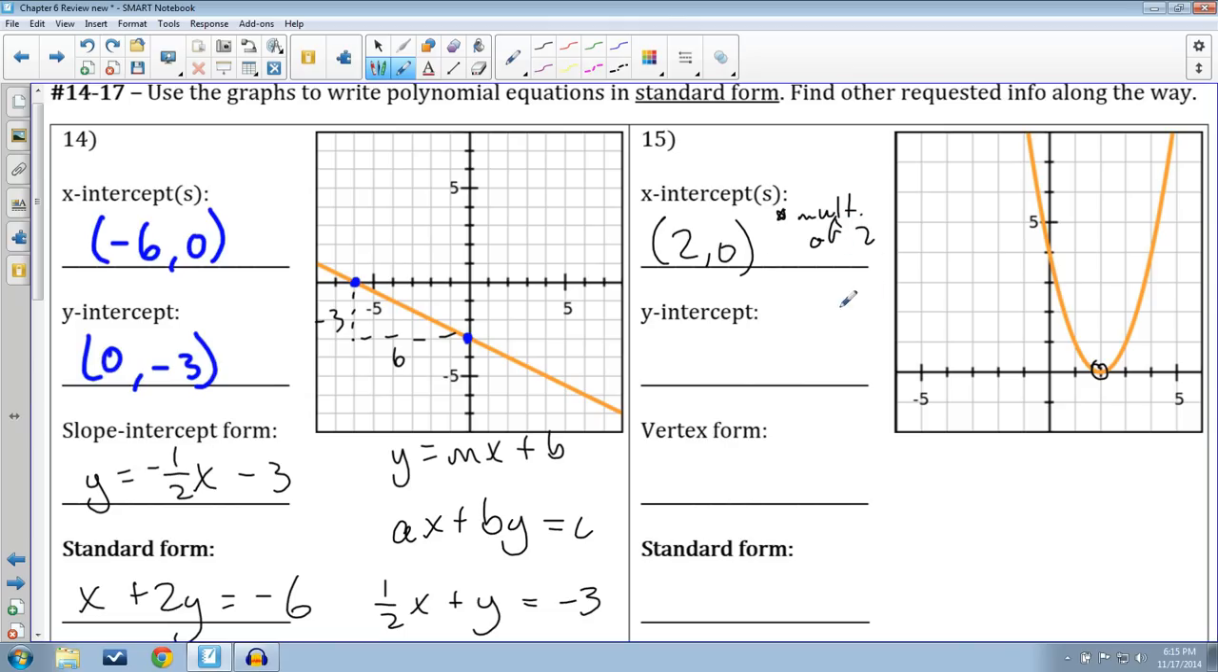Maybe that'll help you understand what your equation should look like, even in vertex form, not just factored form. In fact, factored and vertex are the same thing for this one. Your y-intercept is right there. That's 0, 4.